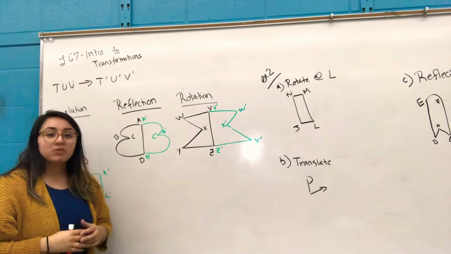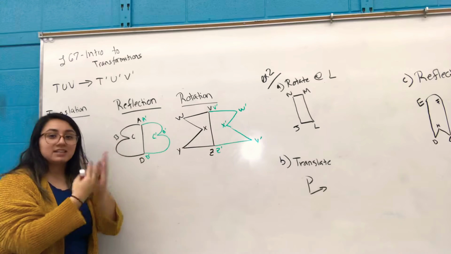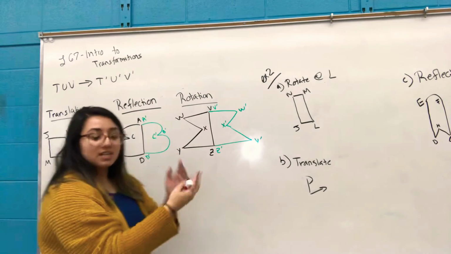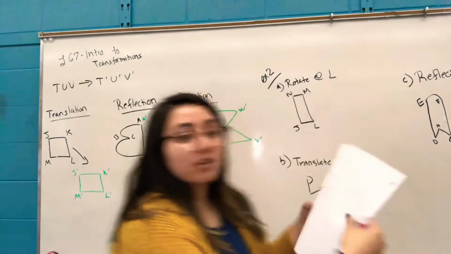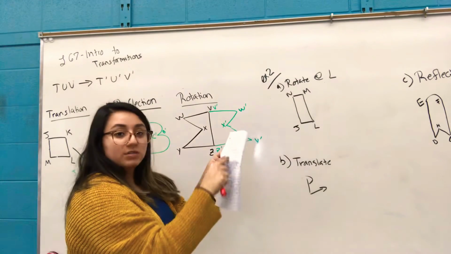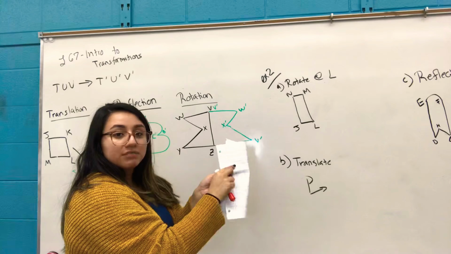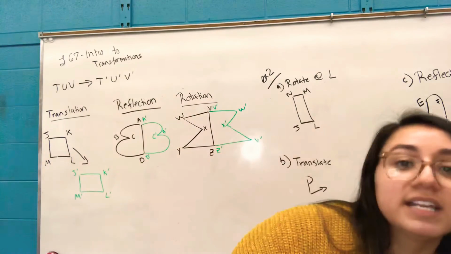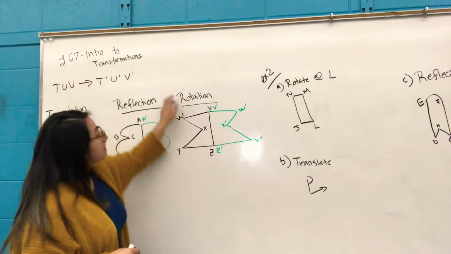Reflection, think of a mirror. When you look at yourself in the mirror, it's exactly the same. Or when you have a heart on a piece of paper, and if you were to fold it in half, the heart should touch at both sides on that picture. That's a reflection. And the last one is the rotation.